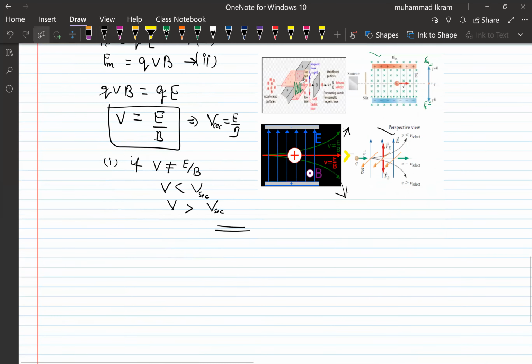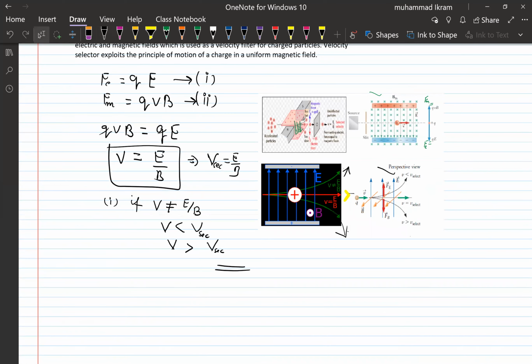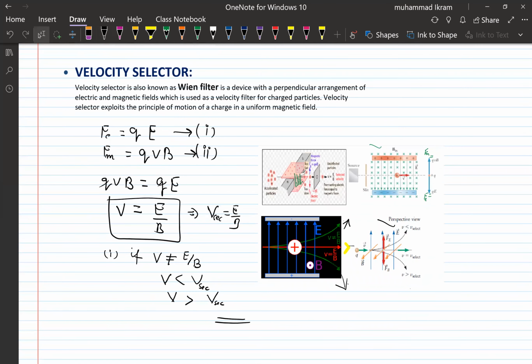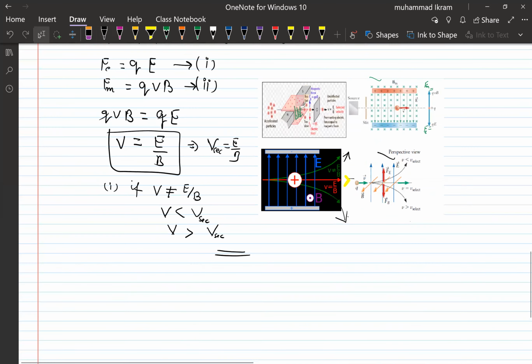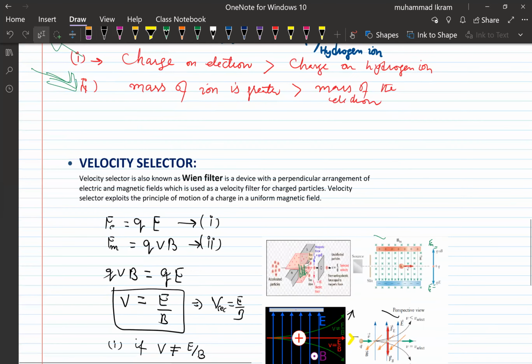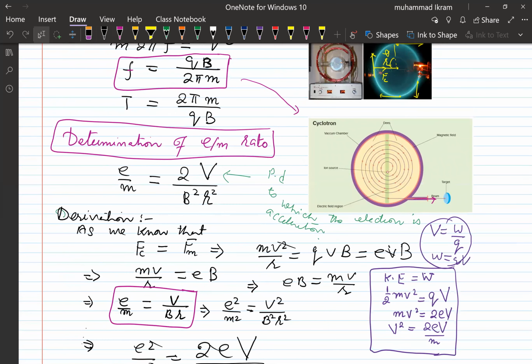Okay, so this is our today's lecture. Inshallah, in the next lecture the next topic will be the torque on a current carrying conductor inside a uniform magnetic field. So see you next, inshallah.